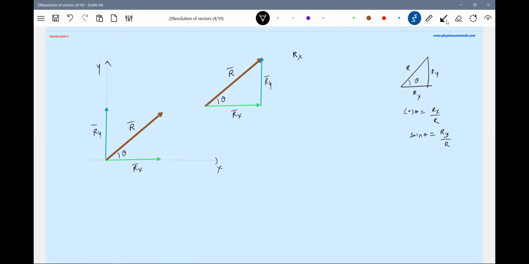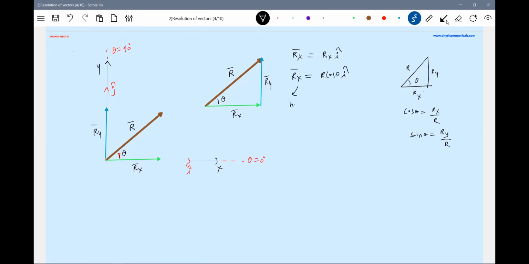What is Rx bar? We can write it. This is a unit vector i cap along the x-axis, this is along the y-axis, and this is theta. This is the theta equal to 0 degree line for us, and this is 90 degrees. Rx bar should be equal to Rx i cap. Rx is the magnitude, it is along the x-axis. What is Rx? Rx will become R cos theta.